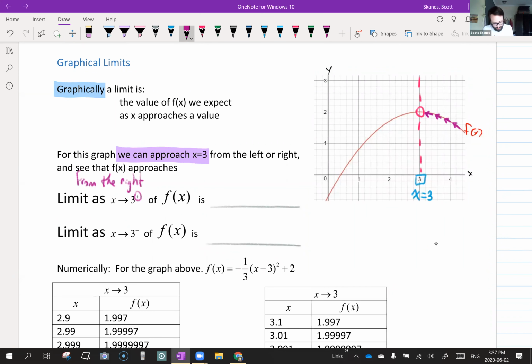The way we write this down is as follows. We say the limit as x approaches 3 from the right, that's that tiny little plus. The limit as we get close to 3 from the right of the function. What y value is it trying to get to? It's trying to get to 2. All right, that's our right-hand limit, our limit on the right-hand side.